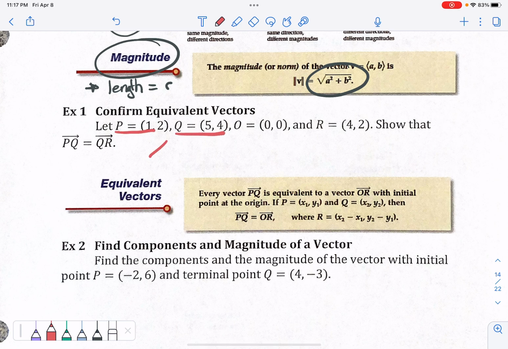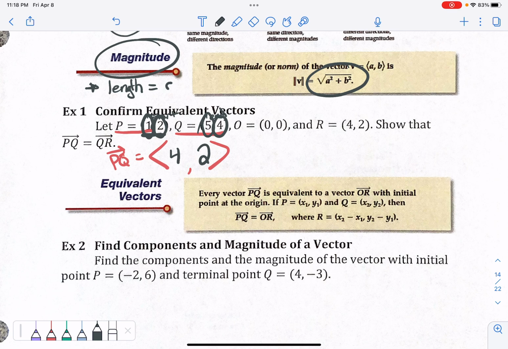PQ, okay? So if I'm doing component form of PQ, I would first write PQ with an arrow, and I would say equals, and component form, if they give me the starting point and the ending point, is just going from your starting point to your ending point. So if I'm going from 1 to 5, I'm going to the right 4 units, right? And if I'm going from 2 to 4, I'm going up 2 units, right? So vector PQ would be <4, 2>, right?